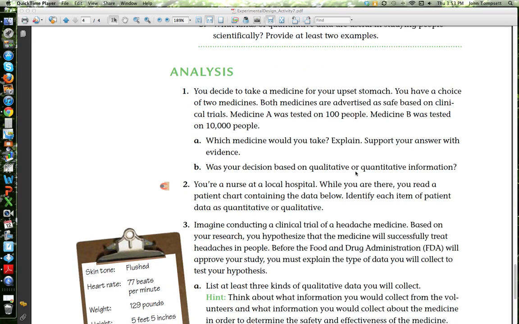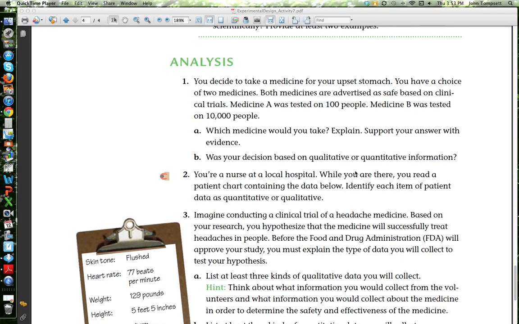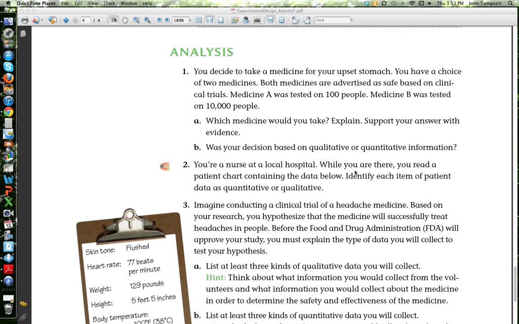Here are the analysis questions for this lesson. I'll read them for you. Do them the way that your teacher requested you to. You decide to take a medicine for your upset stomach. You have a choice of 2 medicines. Both medicines are advertised as safe based on clinical trials. Medicine A was tested on 100 people. Medicine B was tested on 10,000 people.